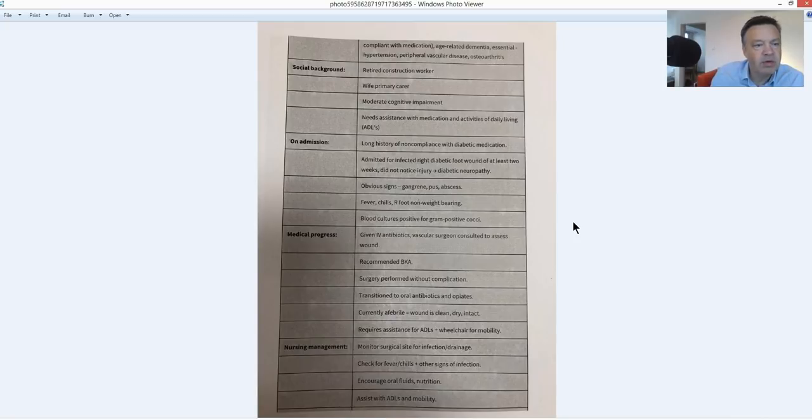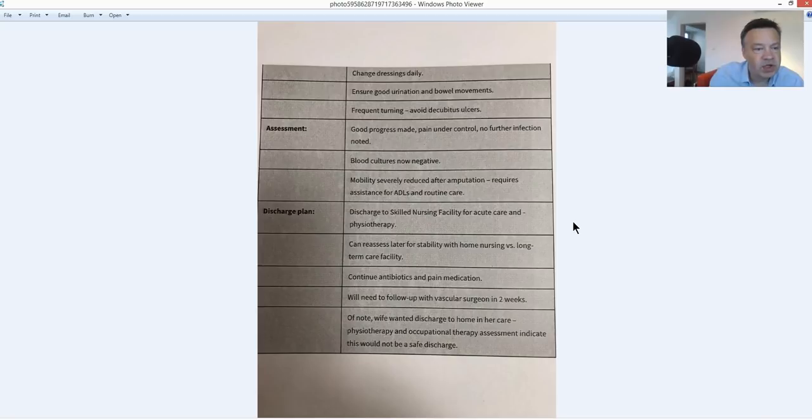So, social background, the wife's a primary carer. Okay, that could be useful because it's discharged to a nursing facility. Long history of non-compliance. All right. Surgery performed, antibiotics, wound is clean, needs assistance with daily living, wheelchair. Monitor the wound, check for infection, assist with ADLs, change the dressing. Okay, that seems pretty straightforward.